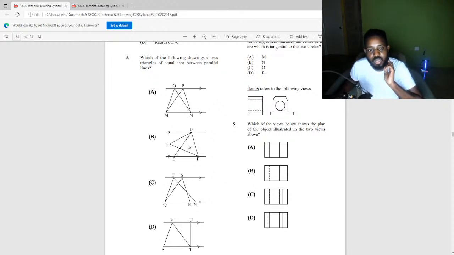So the answer would have to be A. You can see that this section here is equal to that section. Not just that, they also have the same base. Triangles with the same base and the same height have equal area. So even if point P was over here, as long as M and N is the same base, and it went from M over here and then back down to N right here, it would be equal area.